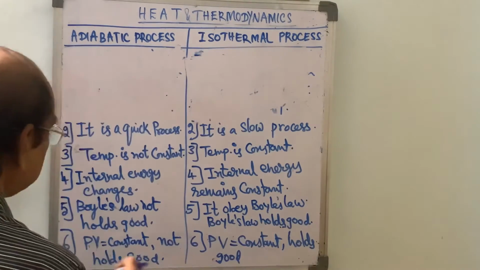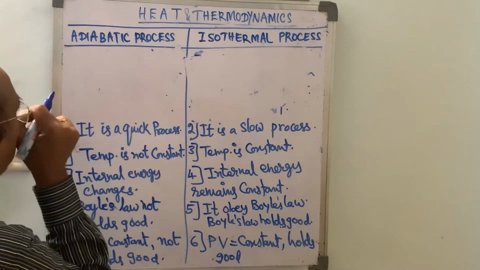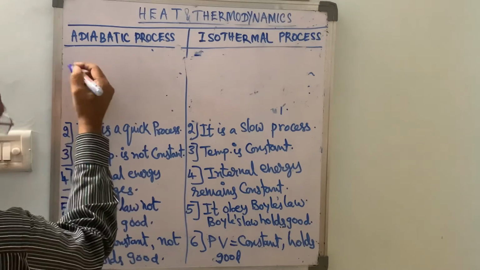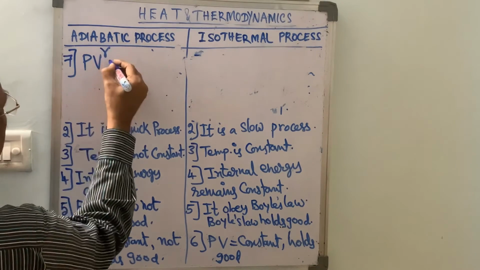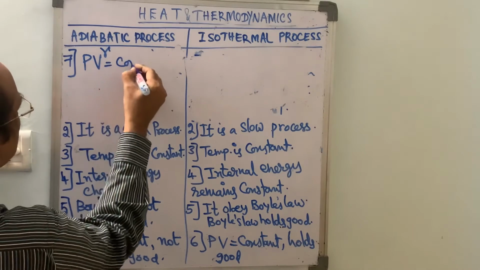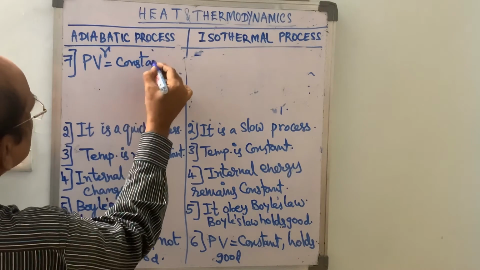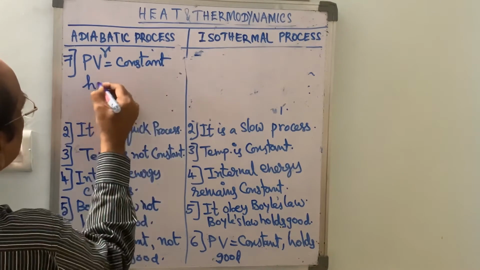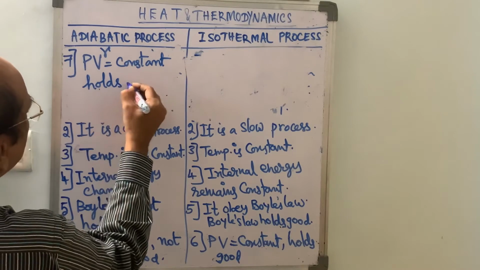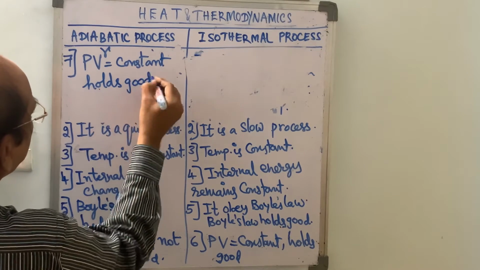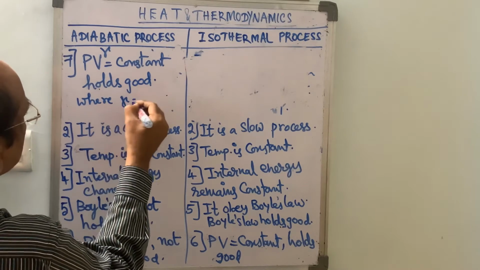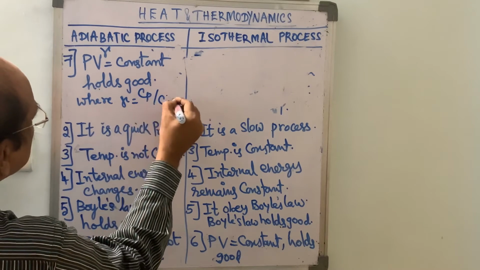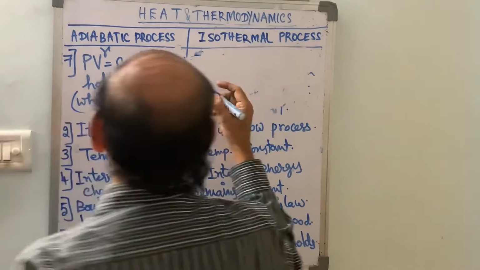But in adiabatic process, PV to the power gamma equal to constant holds good, where gamma equal to Cp by Cv, the ratio of specific heats of the gas.